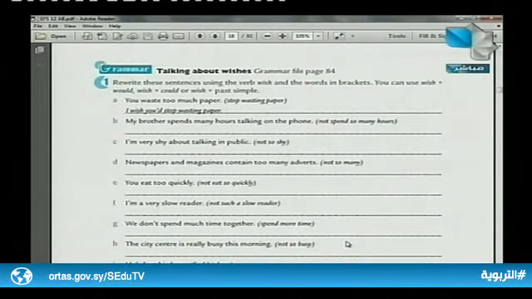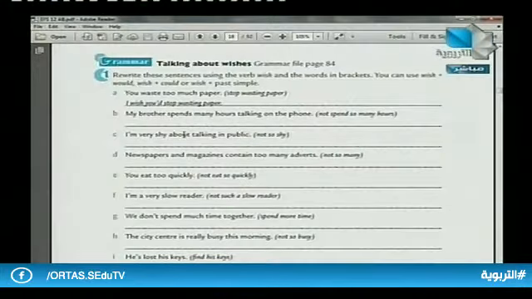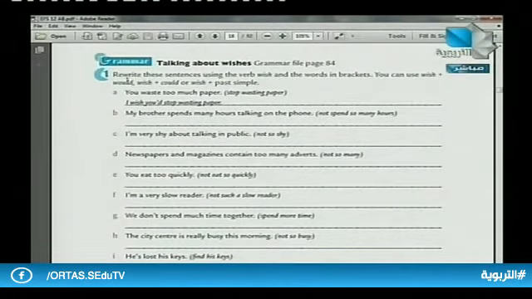Now, dear students, we have a very important exercise about wish. It is at page 16, and the first one is done for you. Here, talking about wishes, as you can see in exercise 1, rewrite these sentences using the verb wish and the words in brackets. Here, it's not like in the exam. I mean, here the student is given some words between brackets. In the exam, the case is different. It's up to him. Choose whatever he likes.